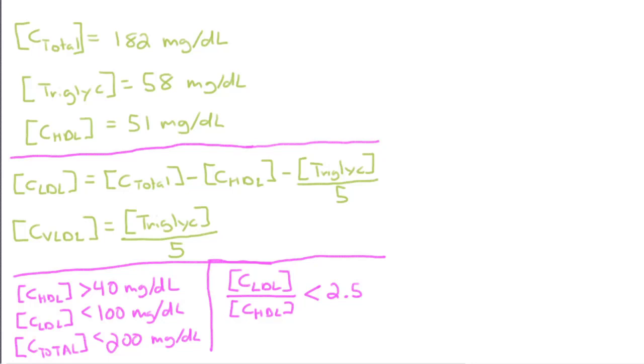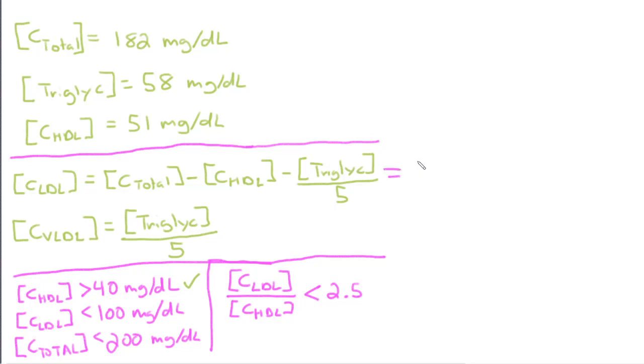Okay, so the first thing we want is for our HDL levels to be greater than 40 milligrams per deciliter. So it looks like we are good there. Okay, so the next thing we want is LDL levels to be less than 100. So we have to do a calculation for this one.